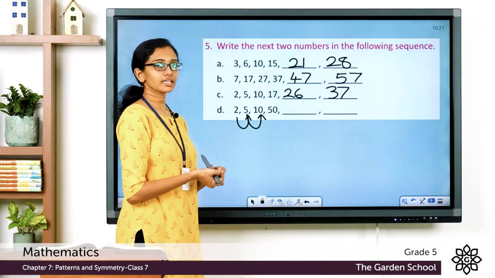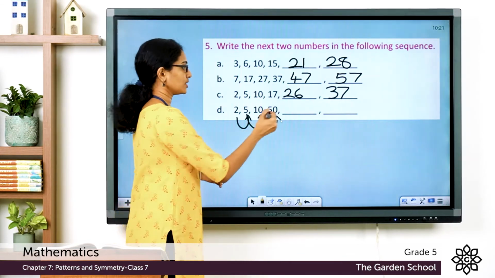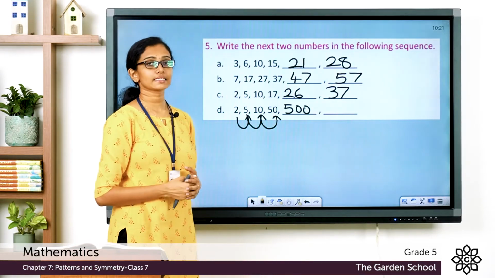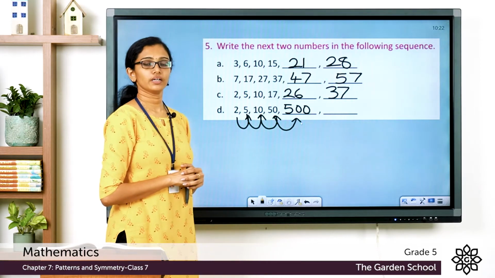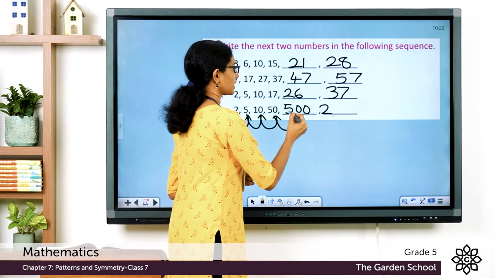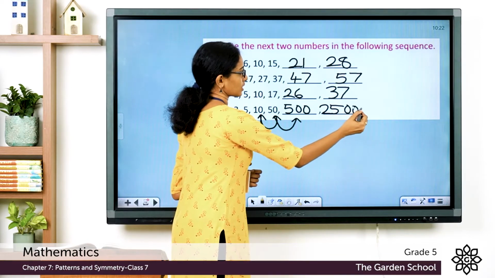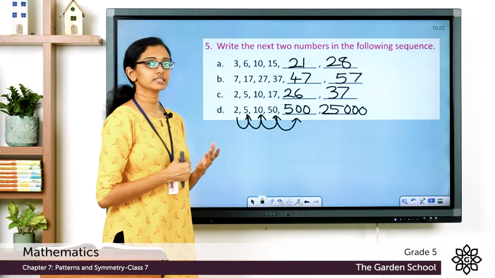Then what would come next? It would be 10 into 50, which is equal to 500. And what would be the next number? It would be 50 into 500. And what is 50 into 500? It is equal to 5 fives are 25, and then you have to put 3 zeros to the right of it, and you get the number 25,000.